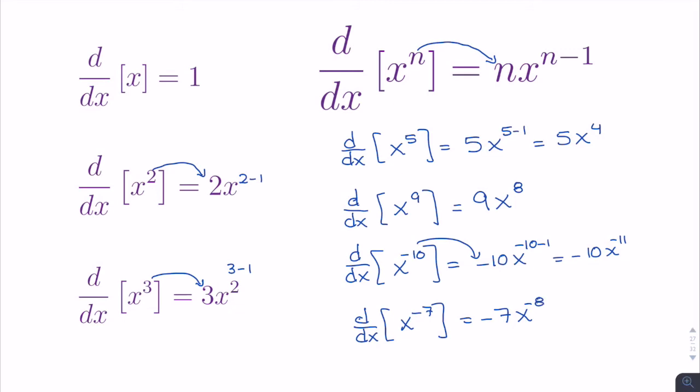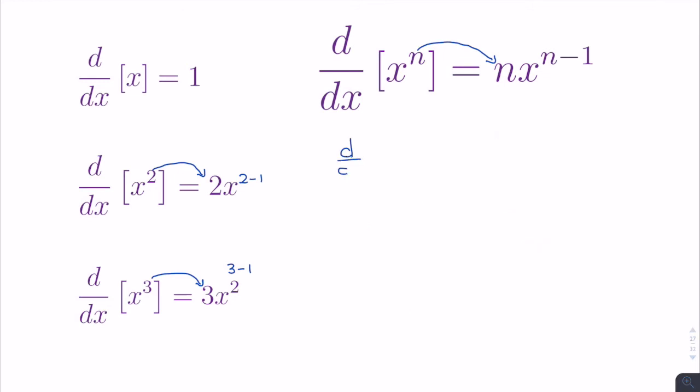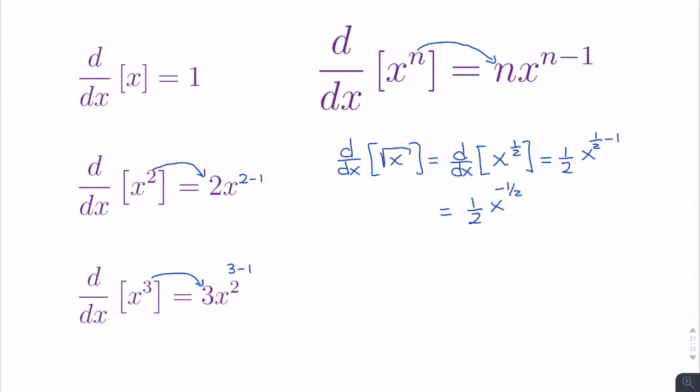But the power rule also works for radicals. We can compute d dx of square root of x. Just write it as a rational exponent, and we're done. x to the 1/2. What the rule says, bring the power to the front, the 1/2, and subtract 1 from the exponent. So this equals 1/2 x to the negative 1/2, which is 1 over 2 square root of x.